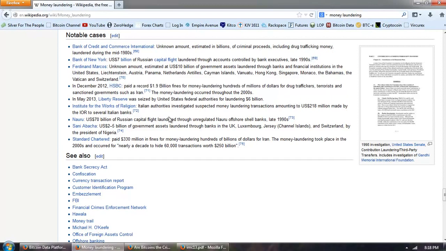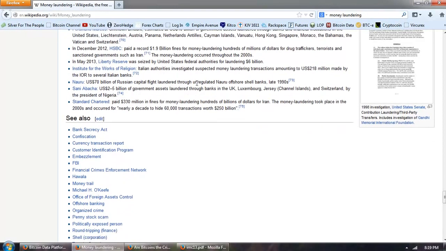The next one here is Liberty Reserve. If you go and look at that, actually the latest release on that is that the owner pled guilty, but we still haven't got the actual facts in that case. Institute for Works of Religion: Italian authorities investigated suspected money laundering transactions amounting to $218 million made by IOR, several Italian banks. Noru, U.S.: $70 billion of Russian capital flight laundered through unregulated Noru offshore banks.